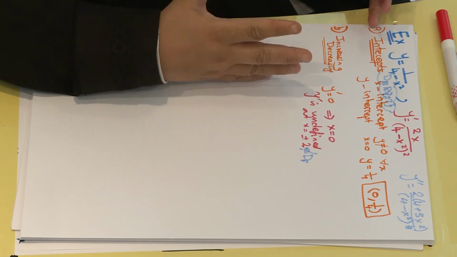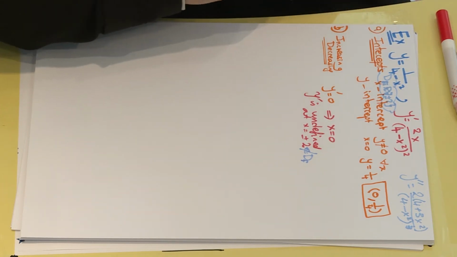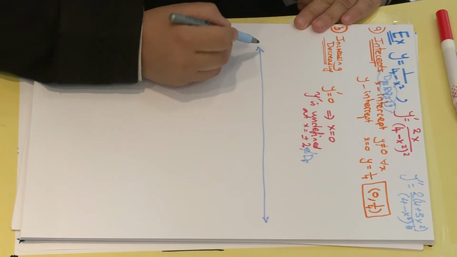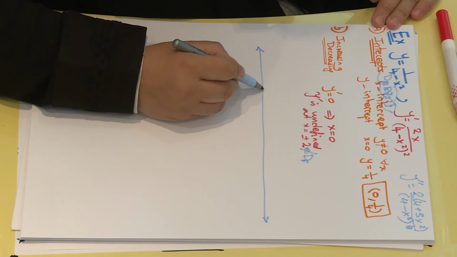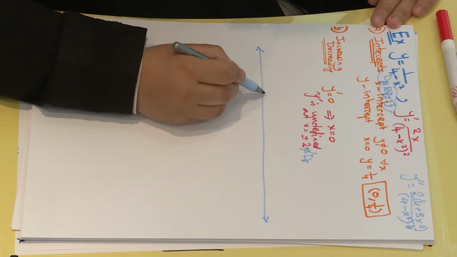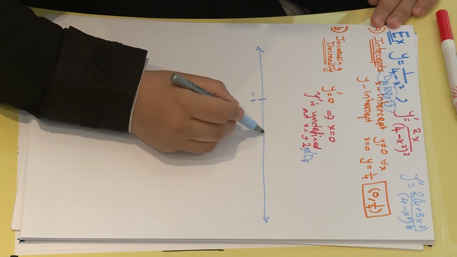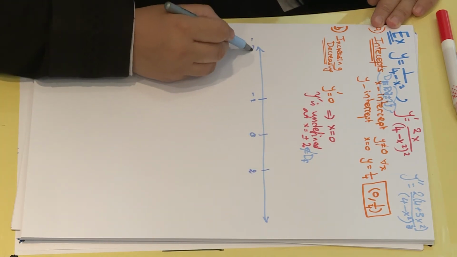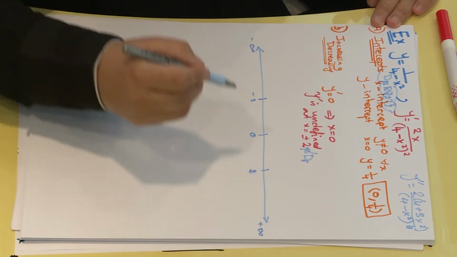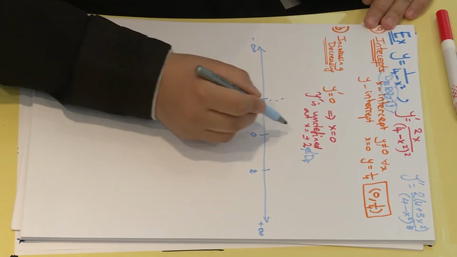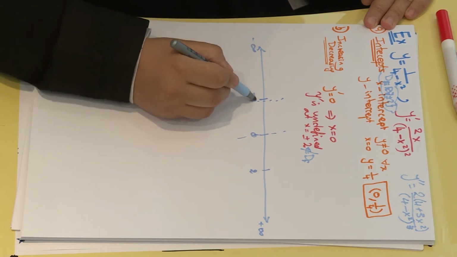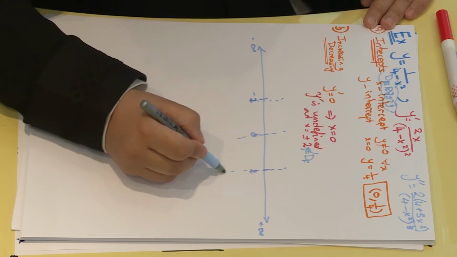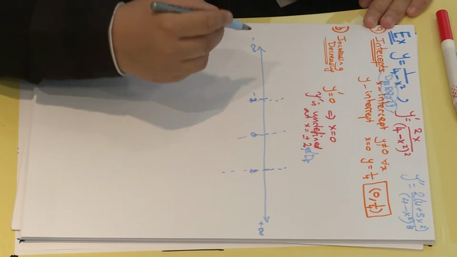Next, what shall we do with these points that we got? We take them to the real line, and we start studying the sign of the first derivative to the left and to the right of minus 2, 0, and 2. This is minus infinity, and this goes to plus infinity. The first interval is from minus infinity to minus 2, the second interval is minus 2 to 0, 0 to 2 is the third interval, and 2 to infinity is the fourth interval.